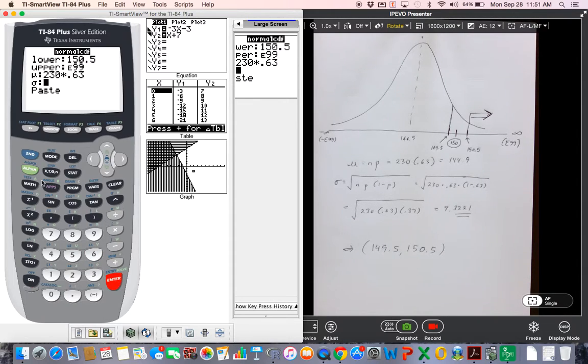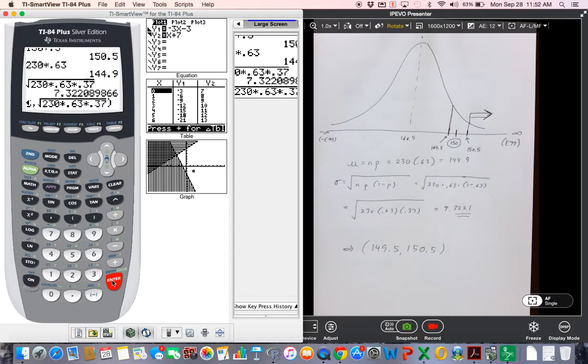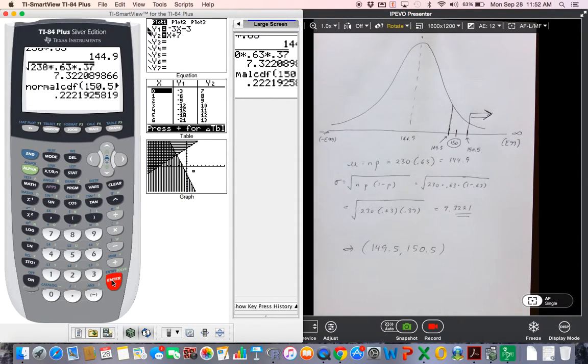And a standard deviation of the square root of 230 times 0.63 times 0.37. Close that up, go down here and paste, and find our answer. So guys, our answer here would be 0.2222.